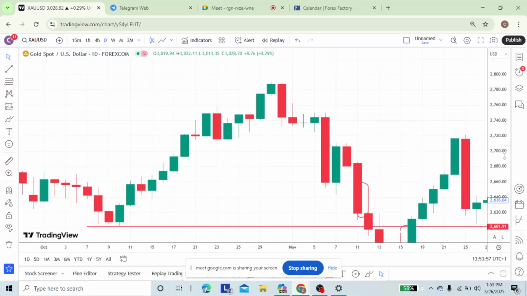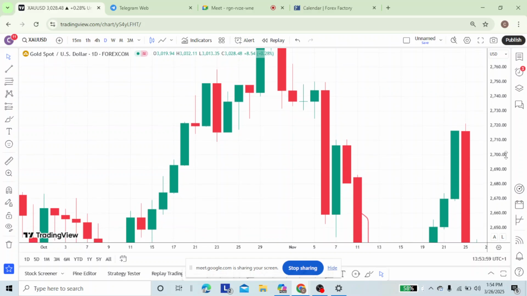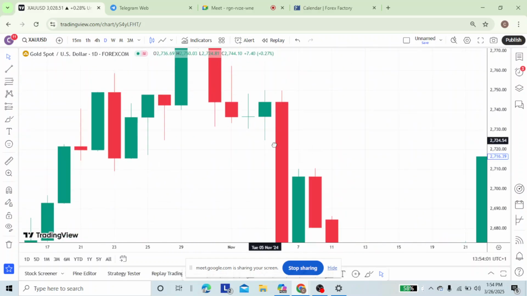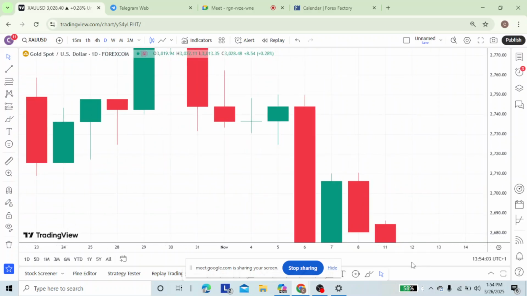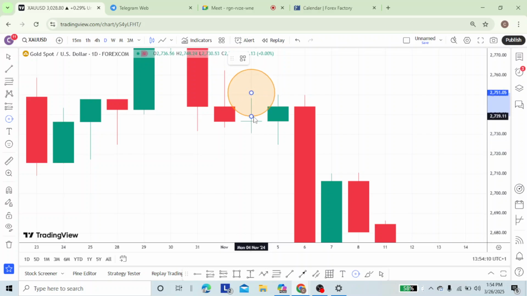Okay. You can see this is an example of a doji, a perfect example of a doji. Can you all see it?